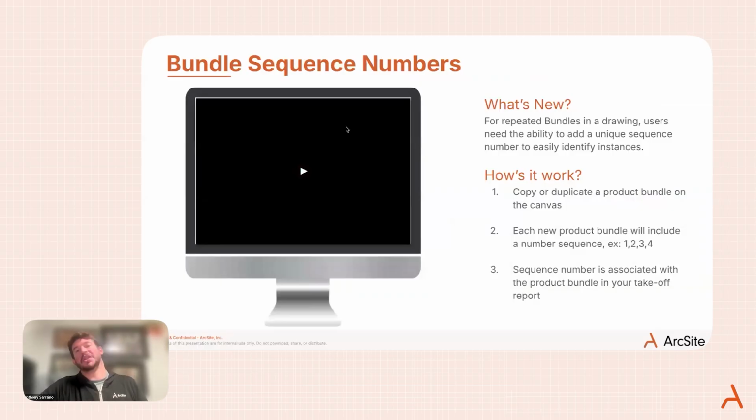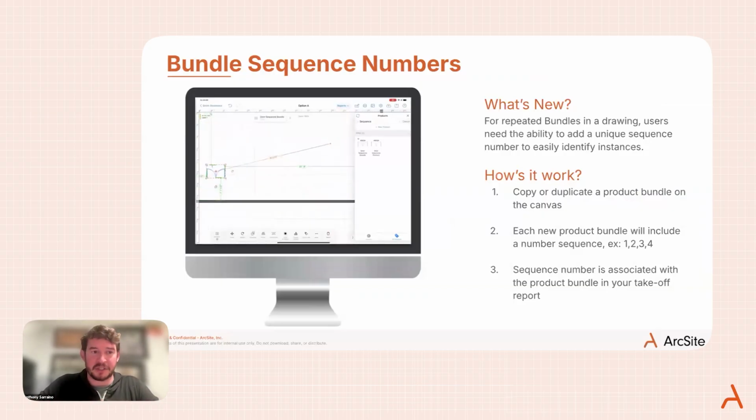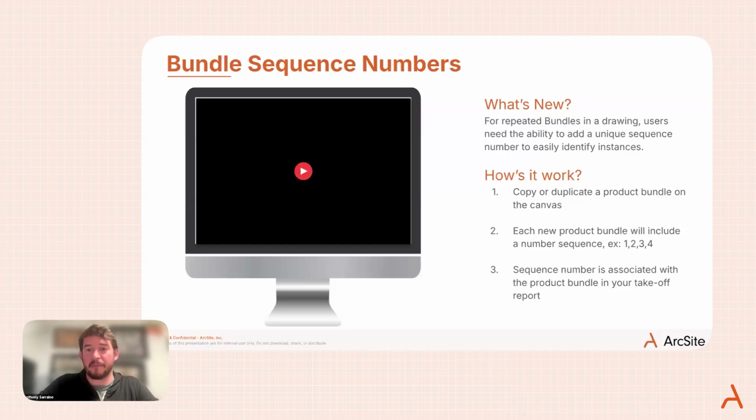Great. So bundle sequencing, this was another big request from pros. If you think about product bundles, it's like if you have multiple products that go together, this allows you to package them up. And then I'm going to play a little video here where I talk through it. But it allows you to essentially take a product bundle. And if you have multiple product bundles, for example, in this site, like you have 1, 2, 3, 4, what this is going to allow you to do is in your takeoff report, you're now going to see bundle 1, bundle 2, bundle 3, and all those numbers are going to be associated with that sequence.